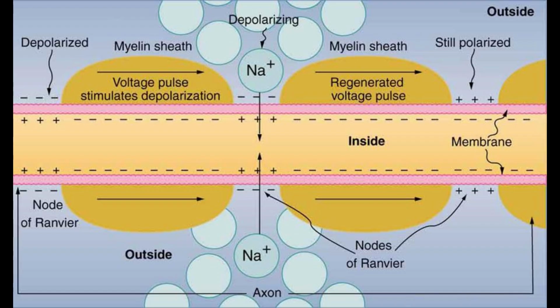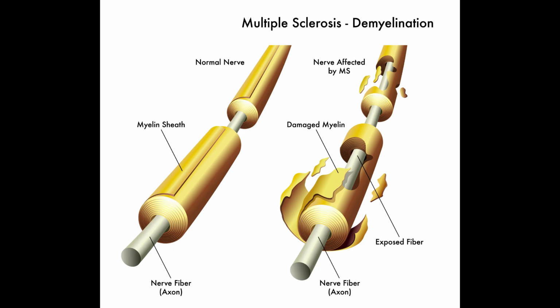Because the little Na+/K+ ATPase pumps only have to work at the nodes rather than along the entire length of the axon. Exactly. It's incredibly efficient. But the moment an oligodendrocyte is destroyed and that myelin is stripped away, that delicate biophysical balance just totally collapses. It does.